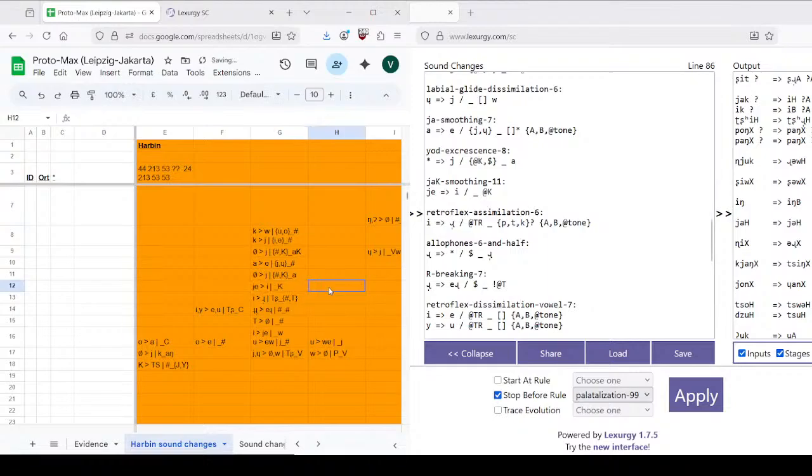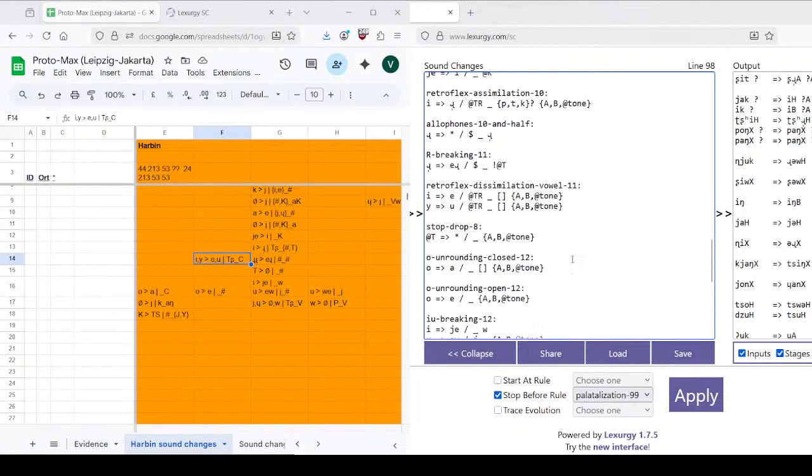Yeah, E to R, which is just a different way to notate that. Okay, and then retroflex assimilation, which has to take place after. Yak smoothing would be 9. Retroflex assimilation would be 10. Allophones, let's just call this 10 and a half. Yeah, E to R, and then 10 and a half. R breaking would be 11. Retroflex assimilation vowel would also be 11.